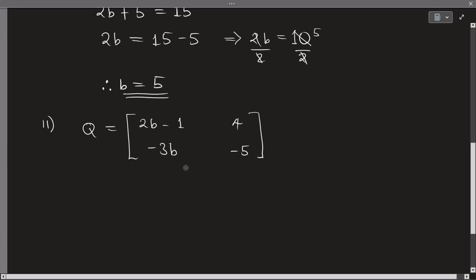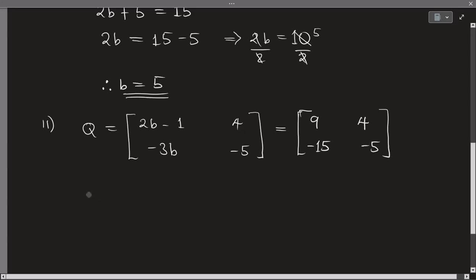These are the elements of Q, but we know the value of b is that, so this means the matrix Q can be written as 2 multiplied by 5, which is 10, 10 minus 1, which is 9. Then we have a 4, a 5 multiplied by negative 3 will give us a negative 15, and there we have a negative 5. This will be the matrix Q. You can pause the video, try to go through these steps step by step.